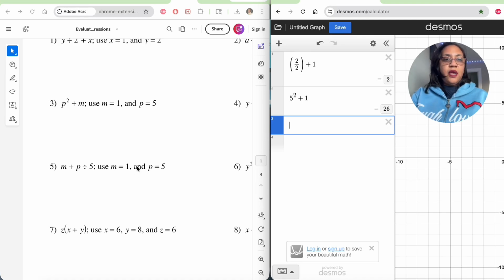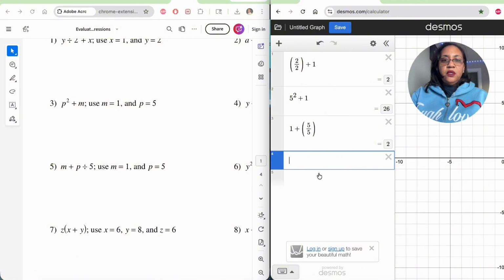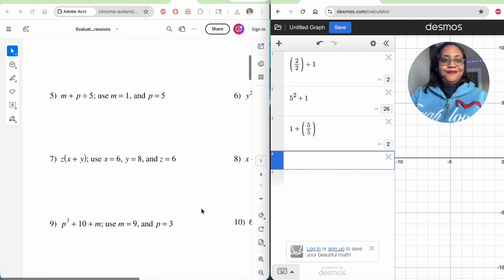Okay, so here M is equal to 1, so it would be 1 plus P, which is 5. Now, because of the order of operations, we must do 5/5, and I like that Desmos also will put the parentheses there for you. Okay, so you can see that one, and I'll do one more.